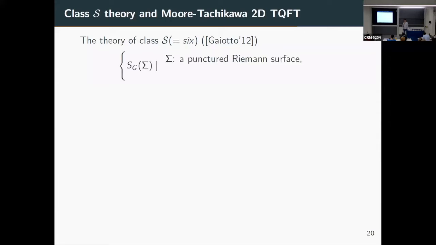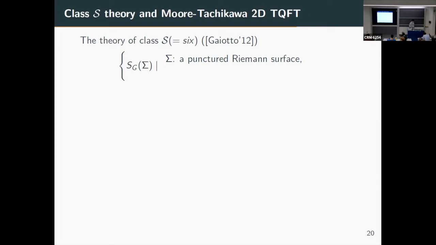So as I said, there are many ways to construct four-dimensional theory. And one can start with even higher dimensional quantum field theory, which has 6 dimensions. And then you can restrict this 6-dimensional theory, compactify, physicists say they compactify on a punctured Riemann surface to obtain 4-dimensional theory. And the resulting 4-dimensional theory is parameterized by the punctured Riemann surface you used to compactify.